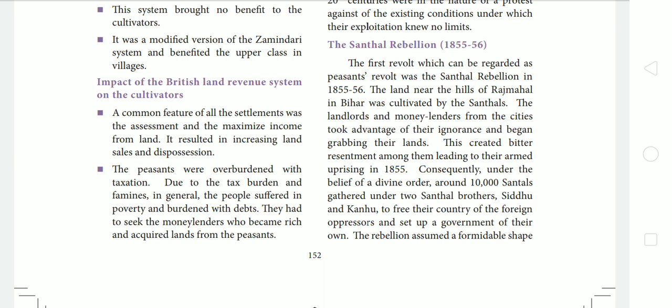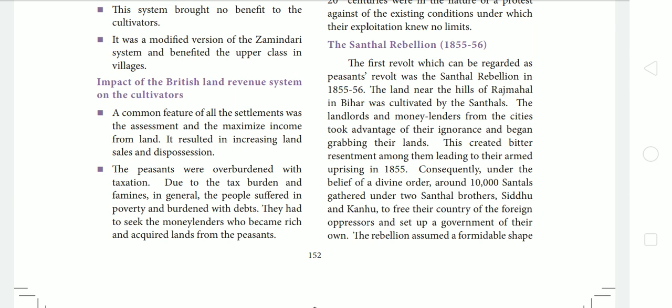Consequently, under the belief of a divine order, around 10,000 Santhals gathered under two Santhal brothers, Sidhu and Kanu, to free their country of the foreign oppressors and set up a government of their own. This rebellion was headed by the two brothers, Sidhu and Kanu. For what purpose did they revolt? To free their country from the foreign oppressors and to establish self government.